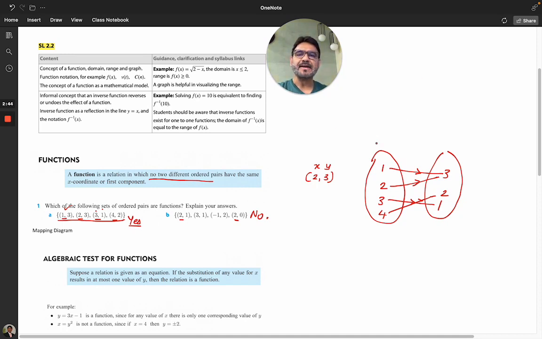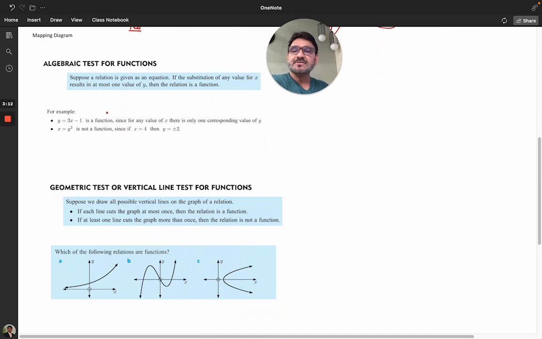And this is called a mapping diagram. So in this case, if you draw the mapping diagram, you'll find that 2 is mapped on 1 and 2 is mapped on 0 as well. So therefore it's not a function. So one to many is not a function. Remember that. This is called one to many. Many to one is a function and one to one is a function.